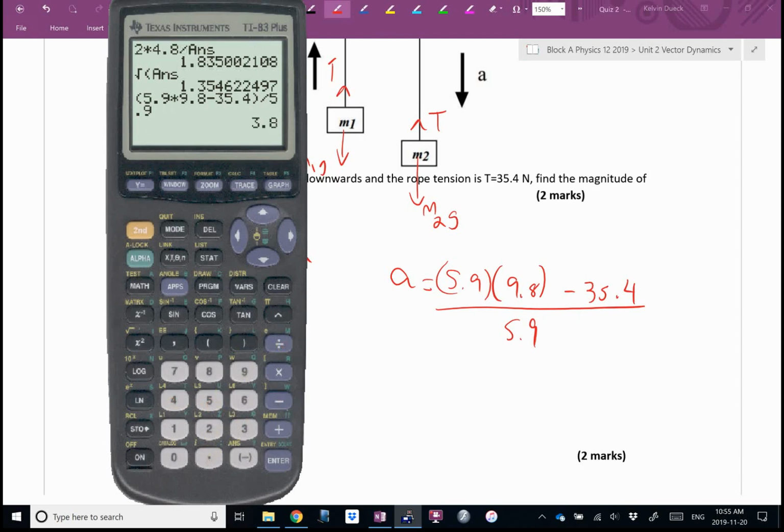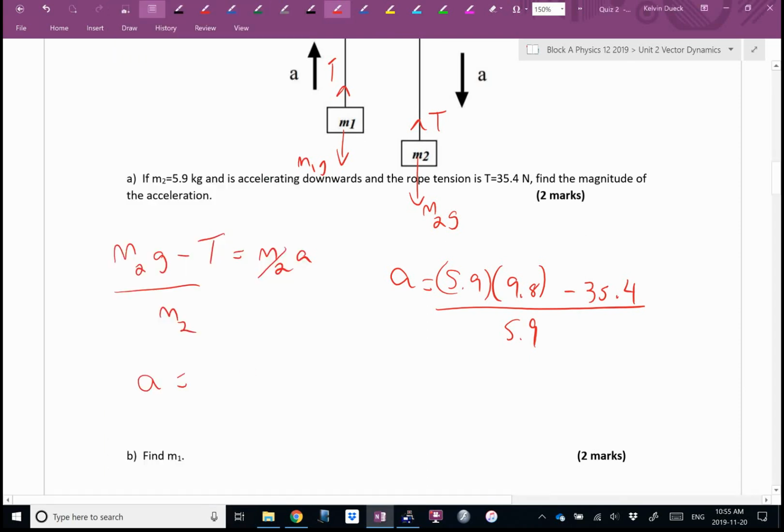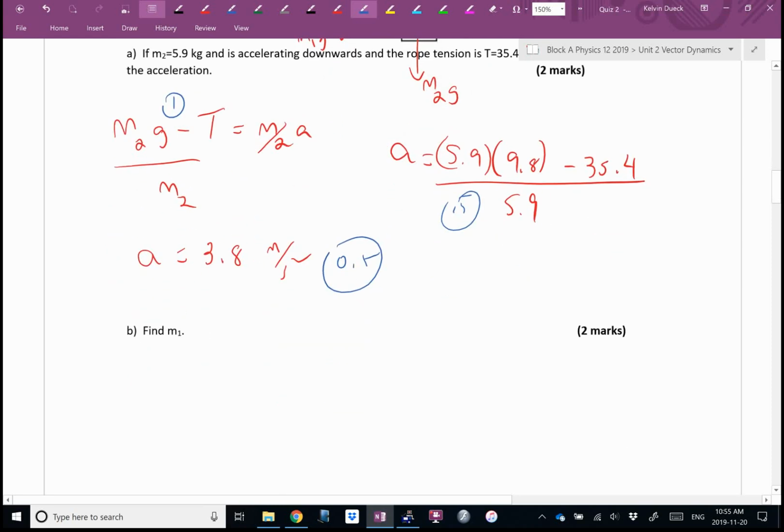Sam, did you get an acceleration of, holy smokes, 3.8 even? Yep. That's a fluke that it worked out nice. Normally carry 5 or 6 sig figs, right? If you got that, 2 out of 2. Otherwise, I would probably give you 1 mark if I saw that, half mark for the numbers, and a half mark for the answer. Sam, how can I find M1 then?